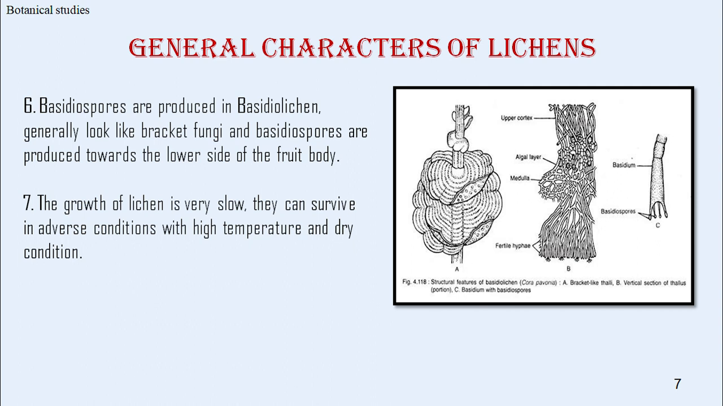Basidiospores are produced in basidiolichen, which generally look like bracket fungi, and basidiospores are produced towards the lower side of the fruit body. The growth of lichen is very slow. They can survive in adverse conditions with high temperature and dry conditions.